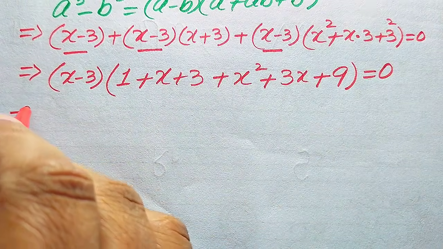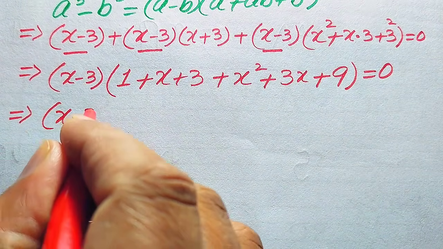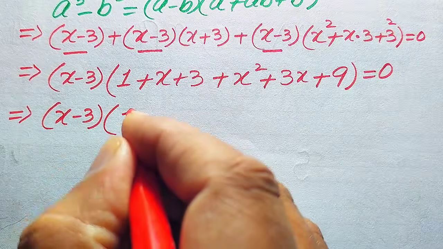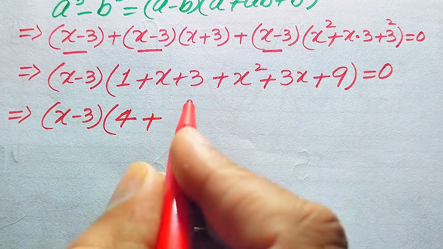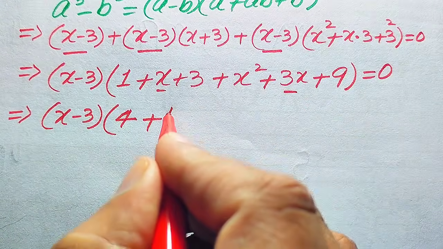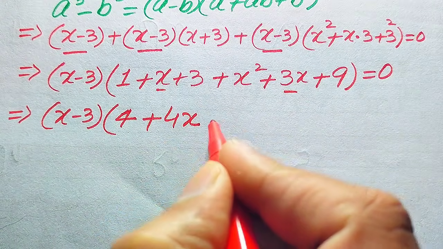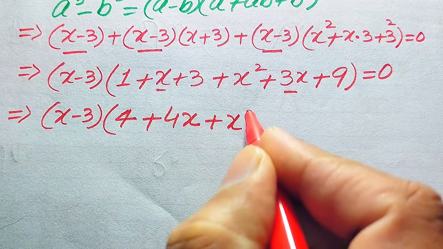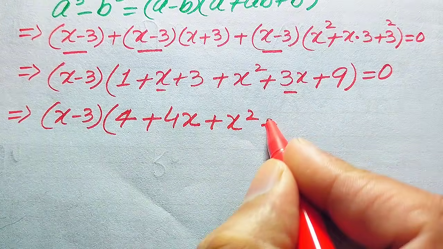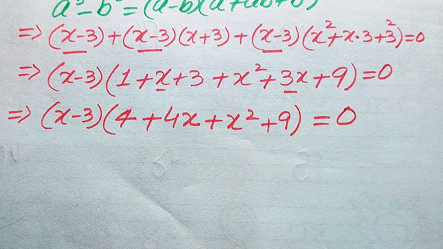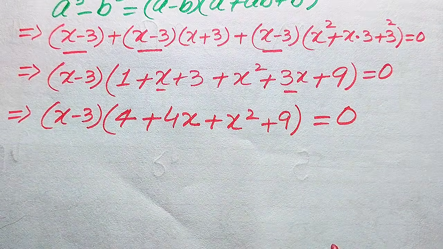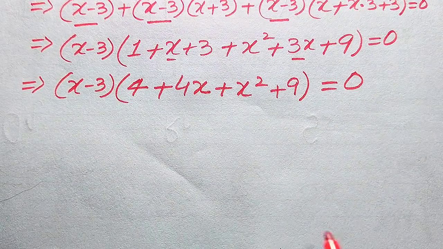And further in the next step we need more simplification, and it will be written as x minus 3 times of 1 plus 3 becomes 4, plus x plus 3x becomes 4x, plus x square, and plus 9, and this whole equation is equal to 0. So further we divide this equation into two cases.